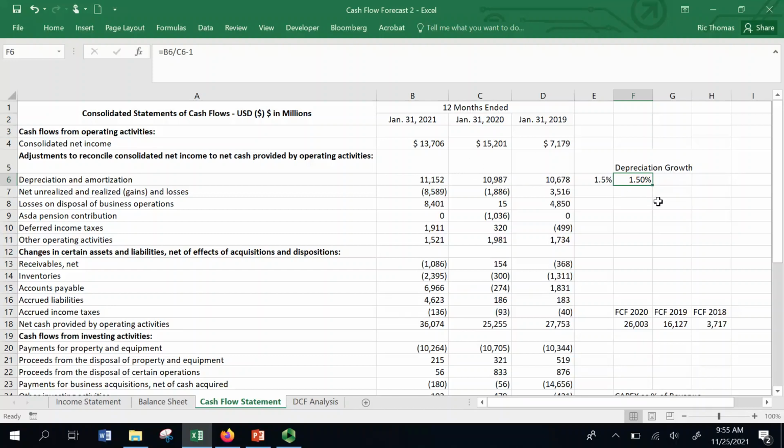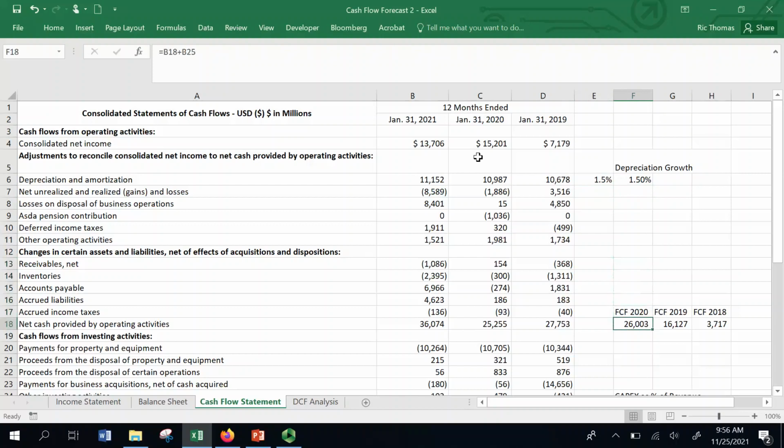Now that may not be exactly what you want to do. What you could do is look at how much they're depreciating every year relative to their property, plant, and equipment. What's that ratio? What's 11,152 divided by the beginning of the year property, plant, and equipment? Assume that ratio stays constant and use that for your forecast for depreciation. That's certainly one way you can do it. I'm just going to assume that it's going to grow because it's been growing kind of constantly by 1.5%. So I'm just assuming it's going to grow by that number.